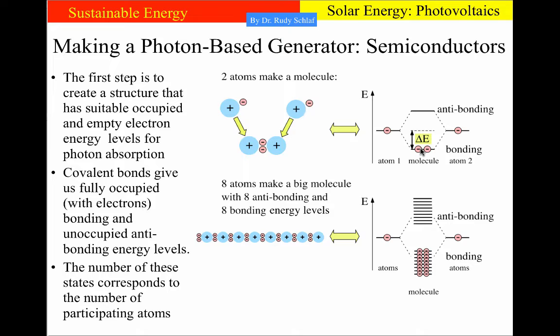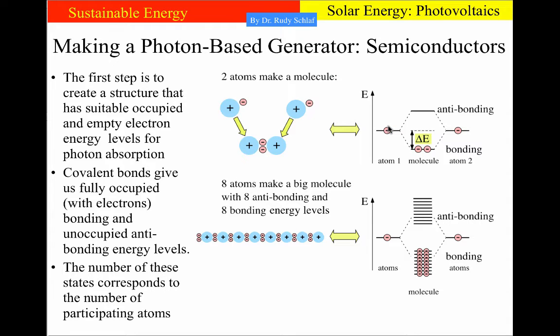And that creates the situation that we need in a solar cell, in a photon-based generator. We have a lower lying energy level that has electrons on it, and we have an empty energy level that is available for these electrons, so we can shoot them up there with photons. So this is just one molecule now made from two atoms. So two atomic energy states make two molecular energy states.